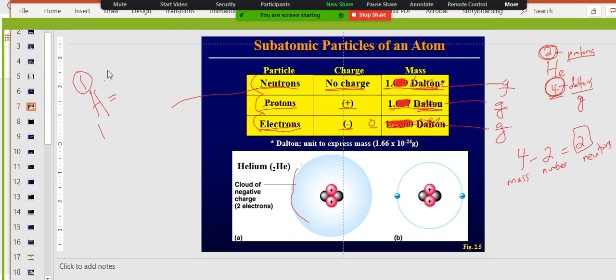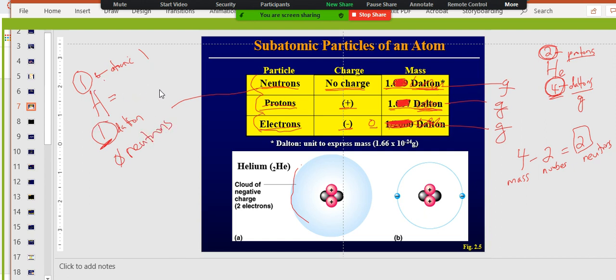It's the same as its atomic number. It has 1. And since its weight is 1 Dalton, how many neutrons does it have? 1. If it had 1, then what would its mass be? 2. Right, and it's not. So how many neutrons does it have? 0. Yeah. 0.